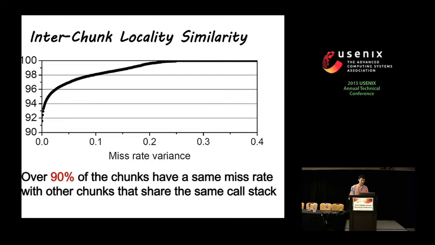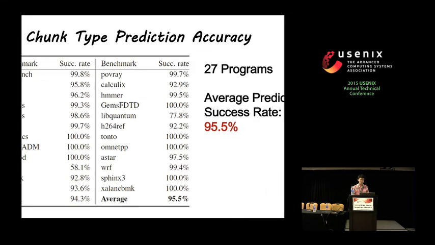We also compare the cache miss rate between the chunks that share the same call stack. And this figure shows that over 90% of chunks that share the same call stack have the same miss rate. So this guarantees a very high prediction success rate when we do the prediction. So here's the result. For the 27 programs we tested, on average, the prediction success rate is over 90%.